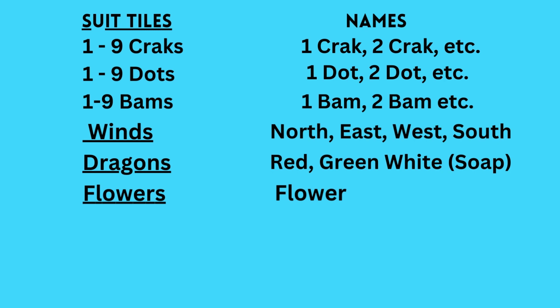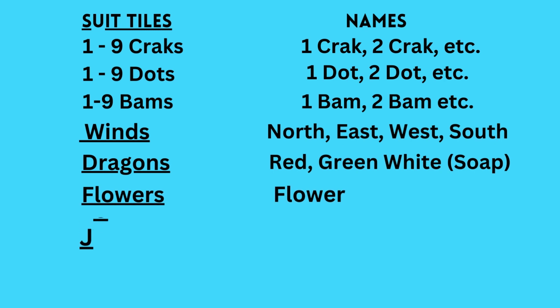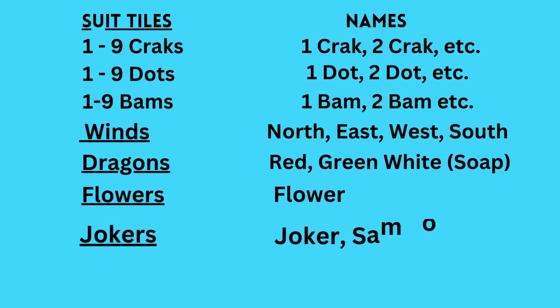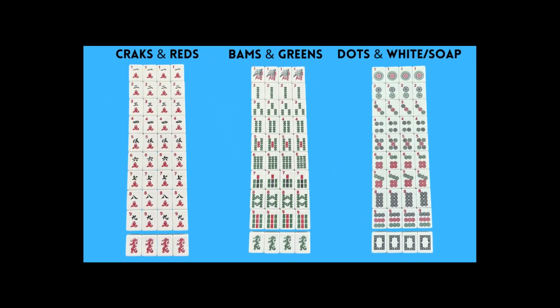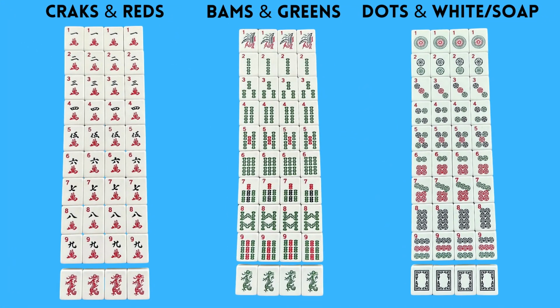Lastly, we have our jokers. And the jokers can be named 3 ways, either joker, same, or the previously discarded tile. You'll learn more about this further on in the lesson. Now, before you head over to lesson 2, I encourage you to memorize the dragon suit partnerships. This is such an important piece when playing this game, and if you don't learn it by heart, you are going to limit yourself from growing and becoming a better Mahjong player.